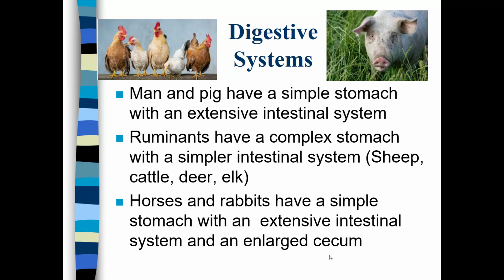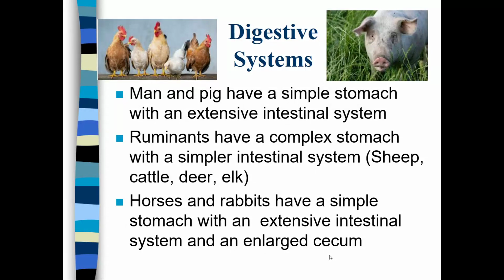Polygastrics are also ruminants. They have a very complex stomach system, but a very simple intestinal system. This would include sheep, cattle, deer, and elk. Any animal that does a lot of grazing, and that's the majority of their food. What is special about that system is that the cellulosic matter actually spends a lot of time in those compartments of the stomach, and these microbes eat it, the microbes die, and they are the protein source for the animal.